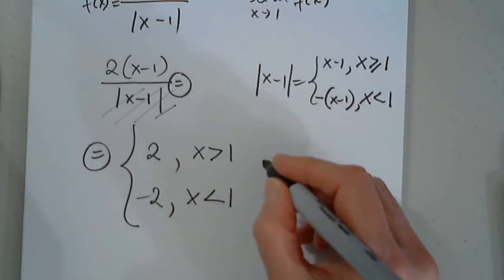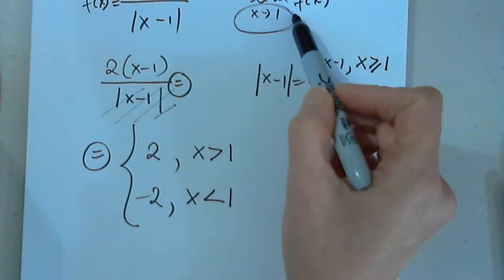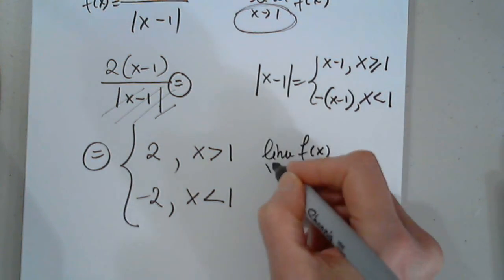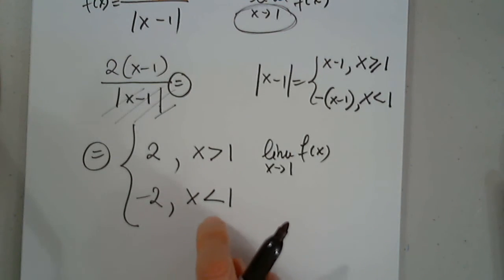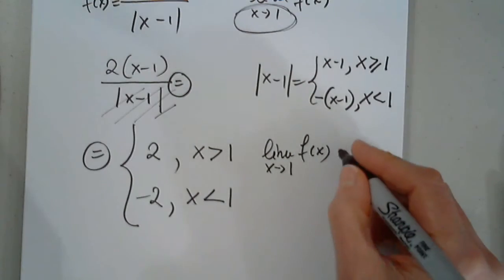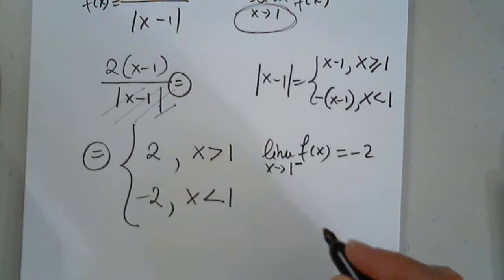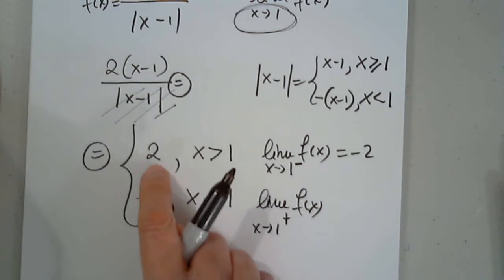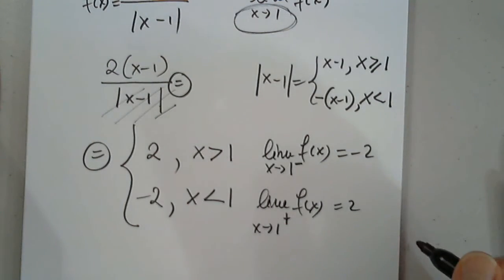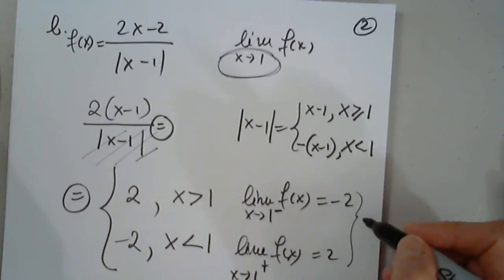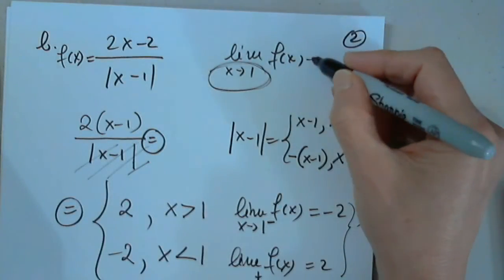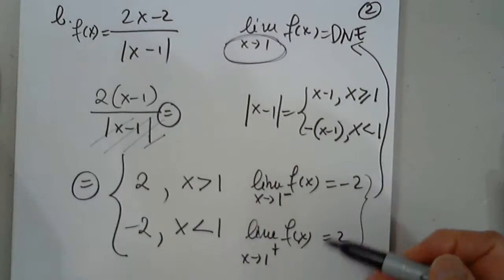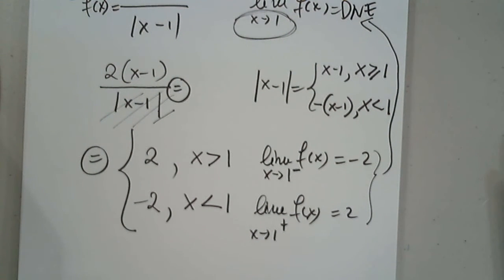So at this point, I'm asked to find the limit from either side. Well, I have to show that the limit from the left of 1 is negative 2 from the left, and the limit of f of x as x approaches 1 from the right is 2. From here, I conclude that this is D and E. But I have to show the work, and I have to show both limits.